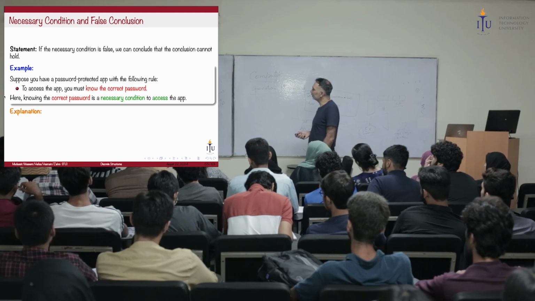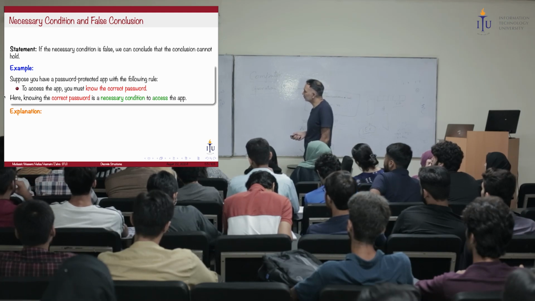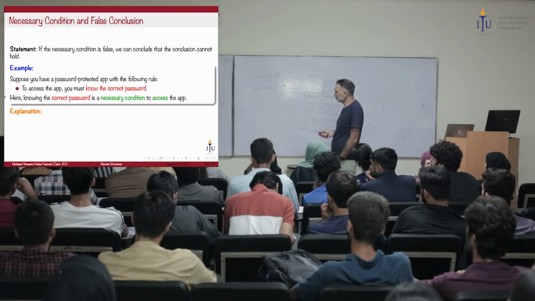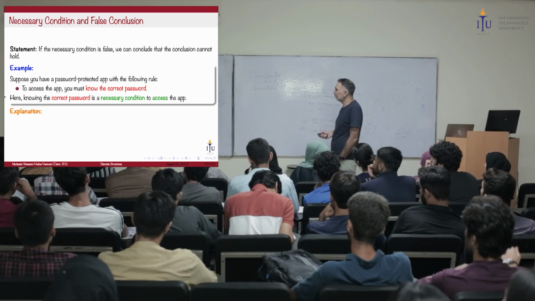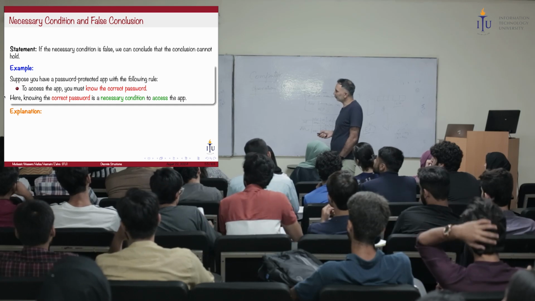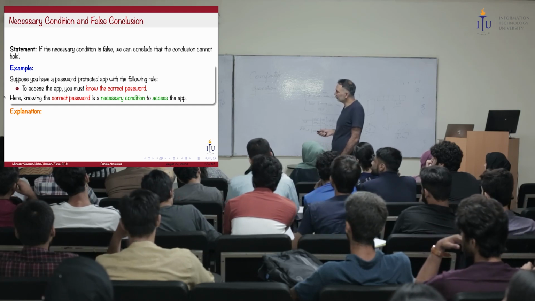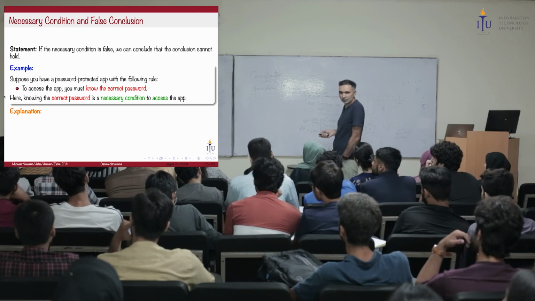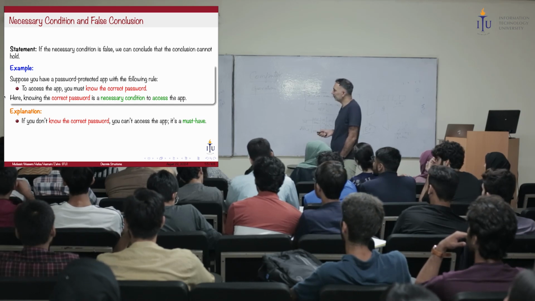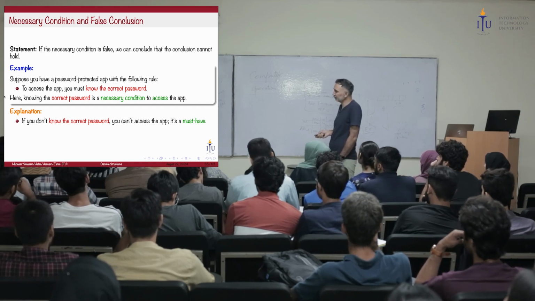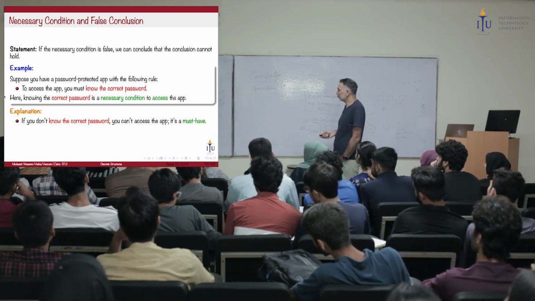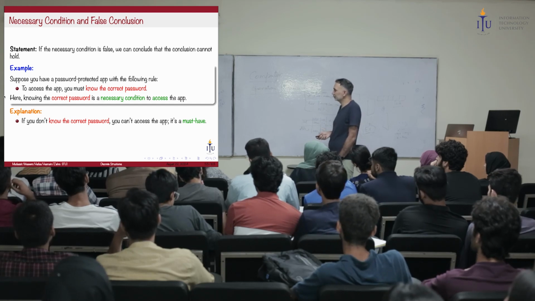All right, moving on. To access the app, you must know the correct password. Correct password, this Q part is the necessary condition to access the app. The false conclusion would be that you don't know the correct password. If you don't know the correct password, you should not be able to access the app. So if you don't know the correct password, you cannot access the app. It's a must-have for the necessary condition.